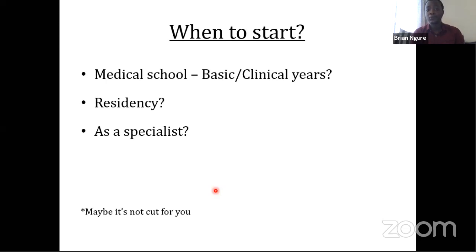I've also met people who have started as a specialist. The thing about research is that it's a skill. It's like riding a motorcycle or racing or writing, so many of these things, and it needs a lot of time in terms of honing your skills. If I were to be asked, my personal opinion, the earlier you start, the better.